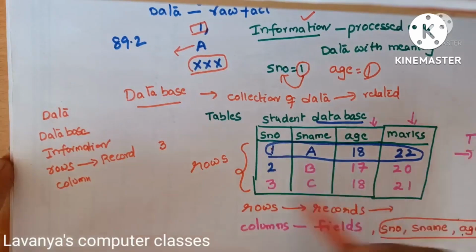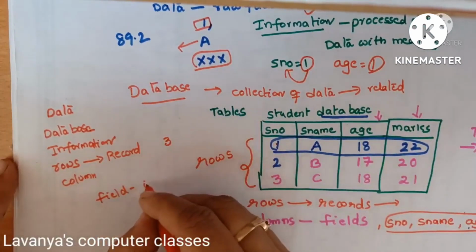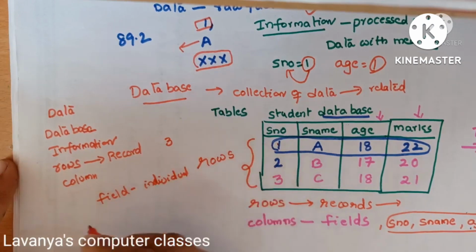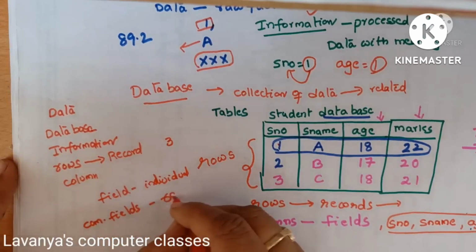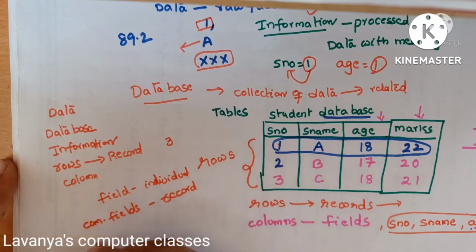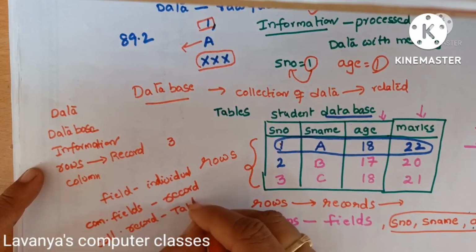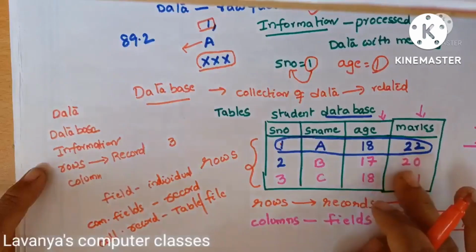Field is the individual element. Combination of fields is known as a record. Collection of records is known as a table or file. So this is the student table or student file.